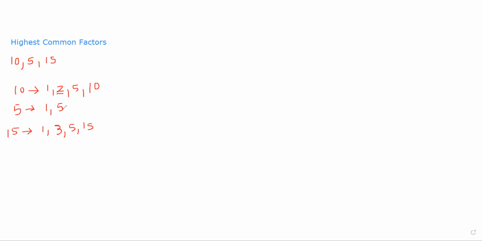We see 3 here, but 3 is not in this set, so 3 is out. You see 1 here, 1 here, 1 here, but 1 is not the highest. We see that 5 is on all sets, and that's the highest. The common factors are 1 and 5, but 5 is the highest, so the highest common factor is 5. This is a skill that you need to develop when factorizing.